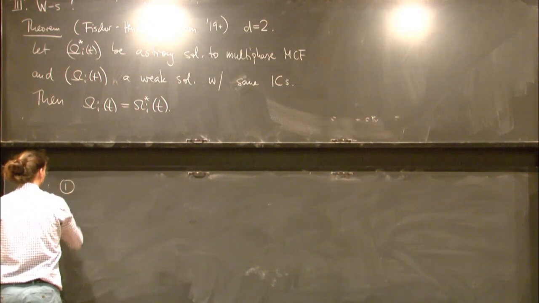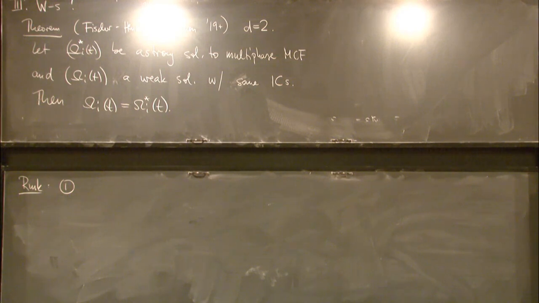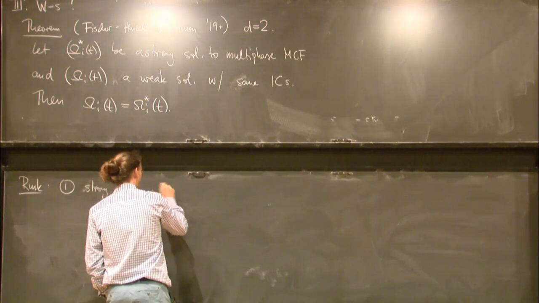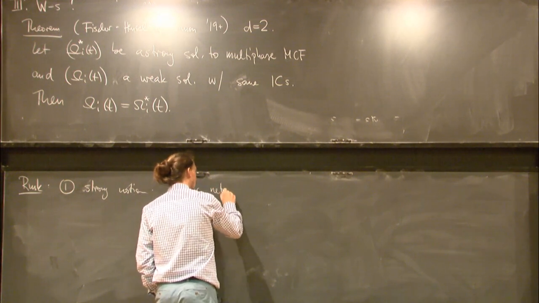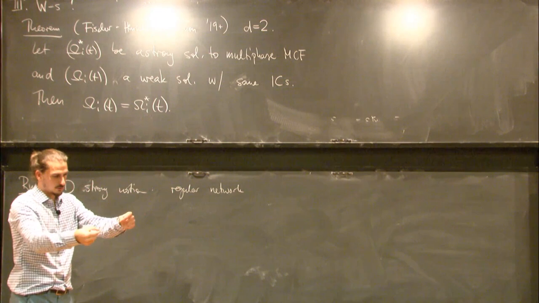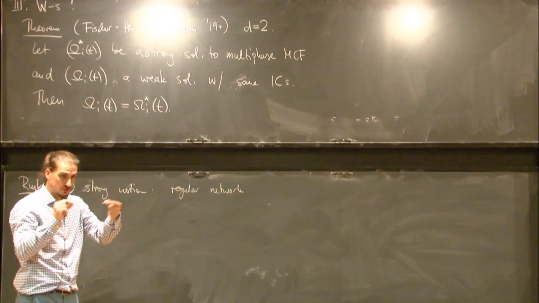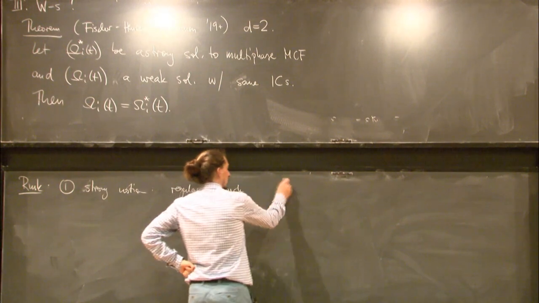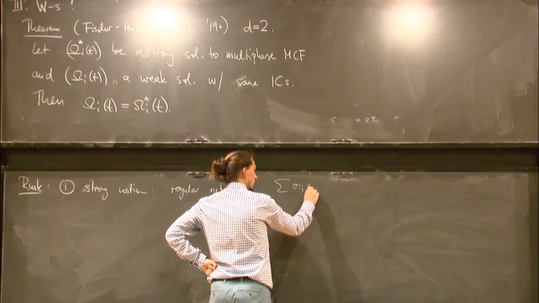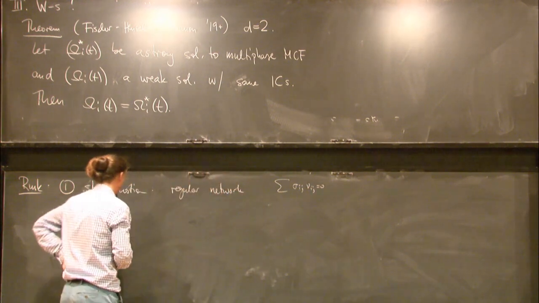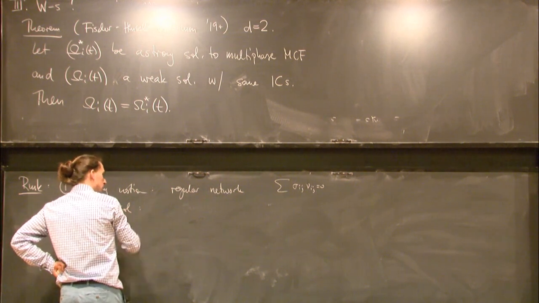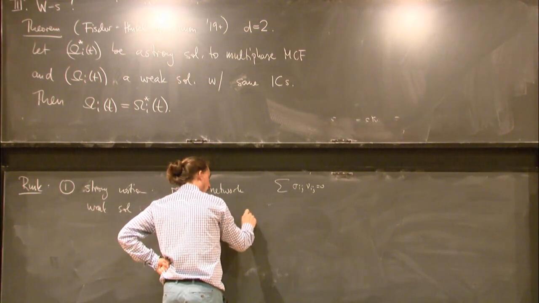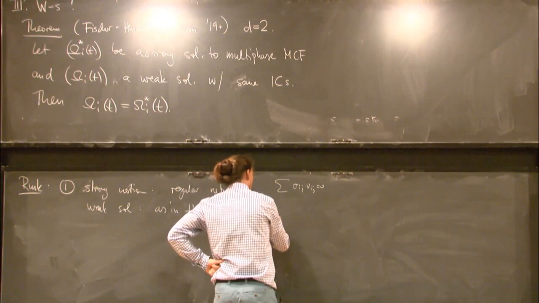First, a couple of remarks. So the strong notion here means thinking of a regular network. So smooth arcs that come together only in triple junctions, and at the triple junctions we have exactly the condition that the tangents sum to zero, the Young's law at the triple junctions. The weak solution is as in the previous theorem. Plus what I didn't write down, the optimal energy dissipation relation.